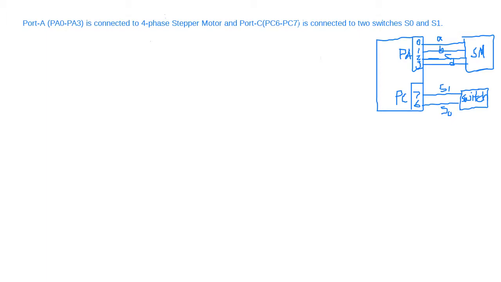Okay, so look at here. We have two switches, S1 and S0. They are connected to port C, 6 number bit and 7 number bit. So 7 number bit is S1, for example, and 6 number bit is S0. And four bits of port A, for example 0 to 3, are connected to 4 phases of the stepper motor. This is our stepper motor. So we want to control the stepper motor like that.